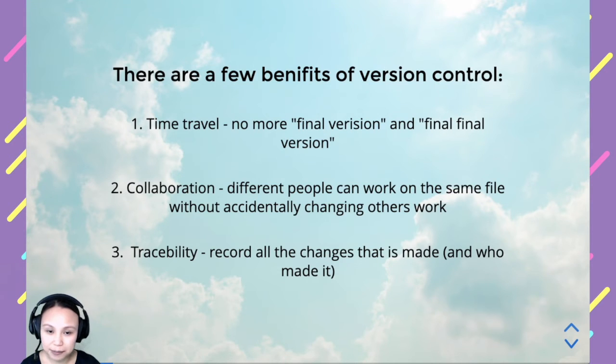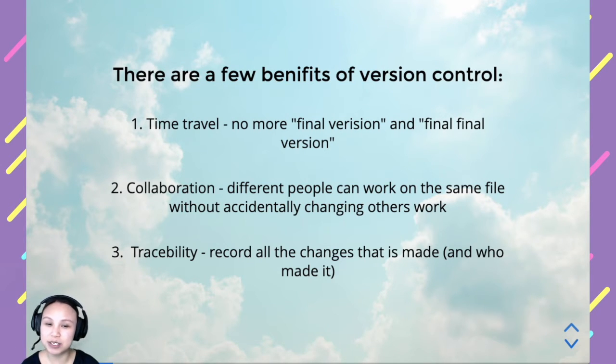And traceability. Also, you may have heard about this term quite a lot if you have friends or colleagues who are devs, they will say, oh, just git blame. What is git blame? Are we blaming somebody? Well, it's not necessary. It just means that you can find who made that change.